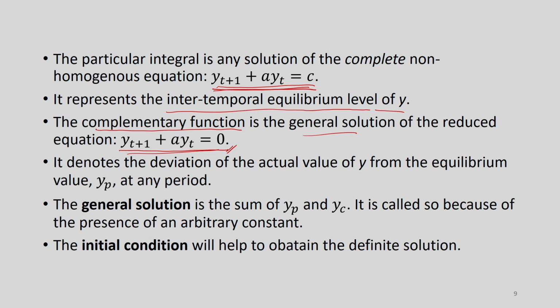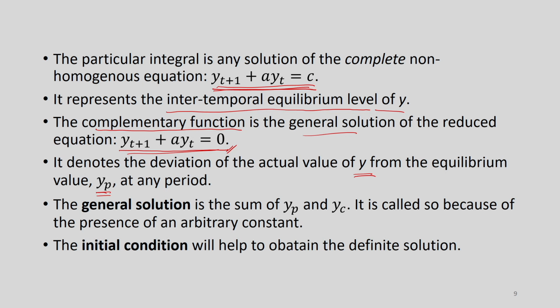Now, what does the CF denote? It denotes the deviation of the actual value of y from the equilibrium value. And what is the equilibrium value? That is yp at any period. Not only equilibrium, it is the intertemporal equilibrium value, right. Yp is the intertemporal equilibrium value of y.